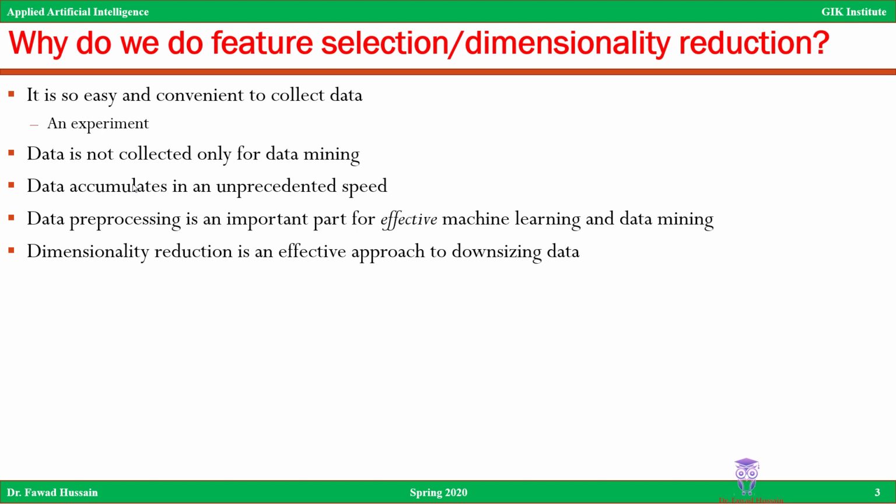That's the big question, because among the data that I have collected, some of it will be useful, some will not be useful, and some will be downright negative in whatever I'm trying to do. Maybe I'm trying to do clustering or classification. So some part of the data will negatively affect that process that I'm going to do. So data accumulates at an unprecedented speed. We have a lot of ways to collect data, and data is gathering in with a lot of speed.